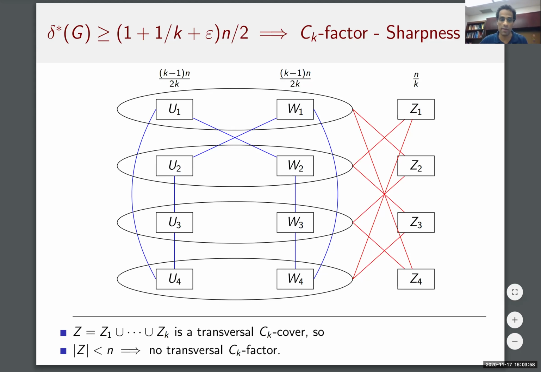And again, if this transversal C_k cover is somehow less than n, there's no way I can get a transversal C_k factor, because there are just not enough vertices here to get n vertex disjoint C_k's. Okay, and you can compute that this actually comes out to be the right minimum degree. So maybe I can decrease it slightly by making Z4 one vertex smaller and making W4 one vertex larger. Your minimum degree will go down by one, your minimum partial degree will go down by one, but then you will have no C_k factor.